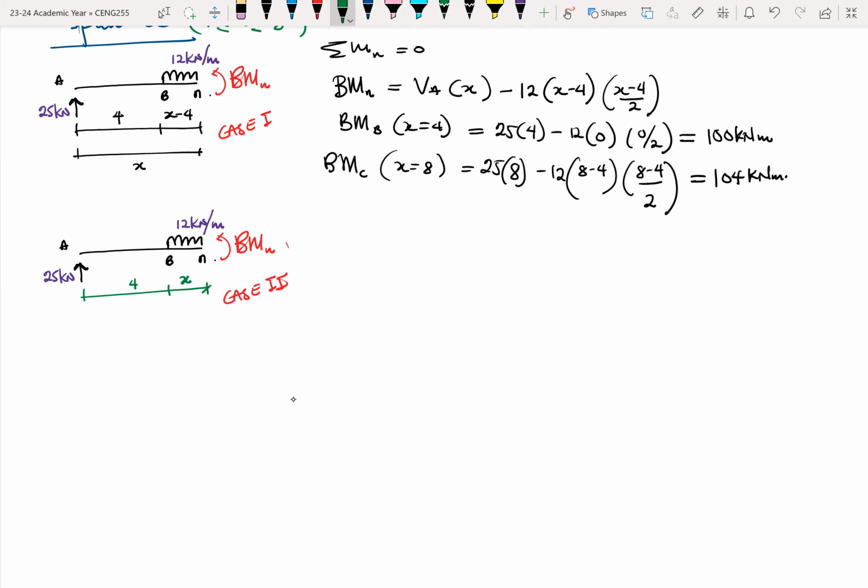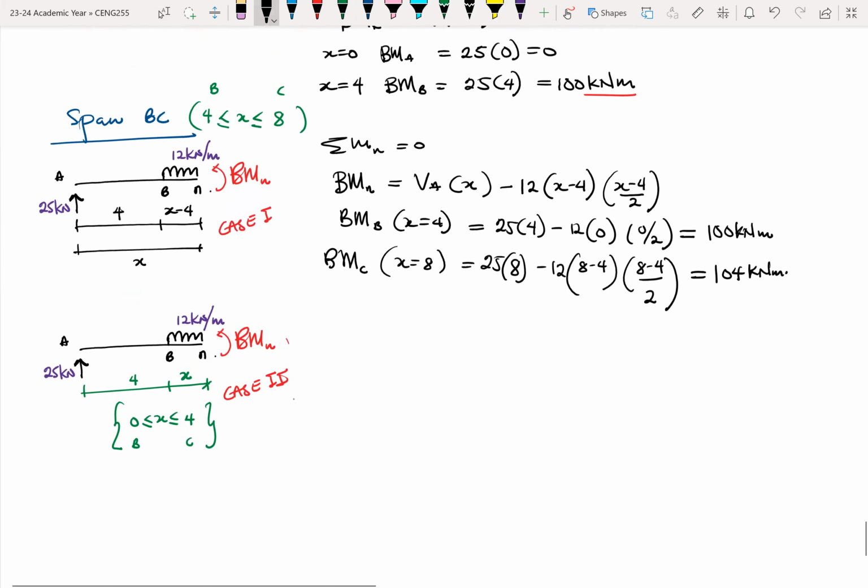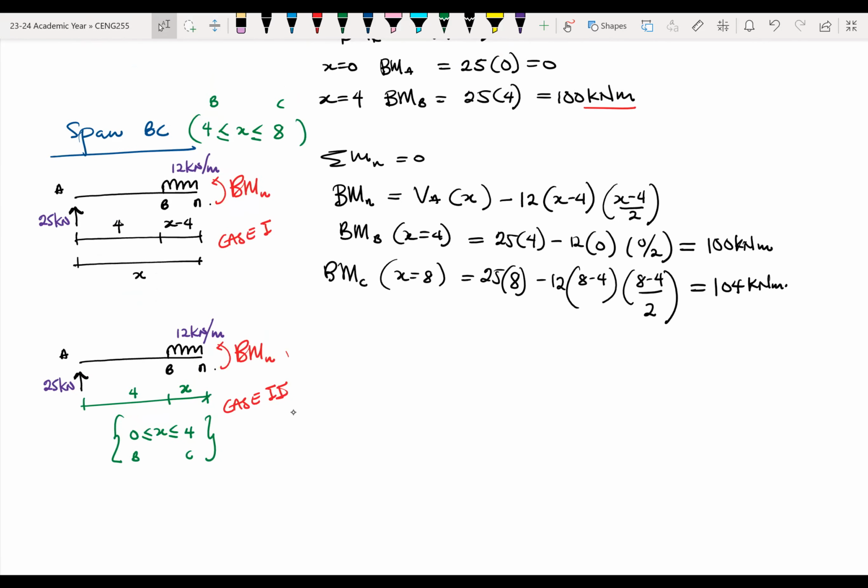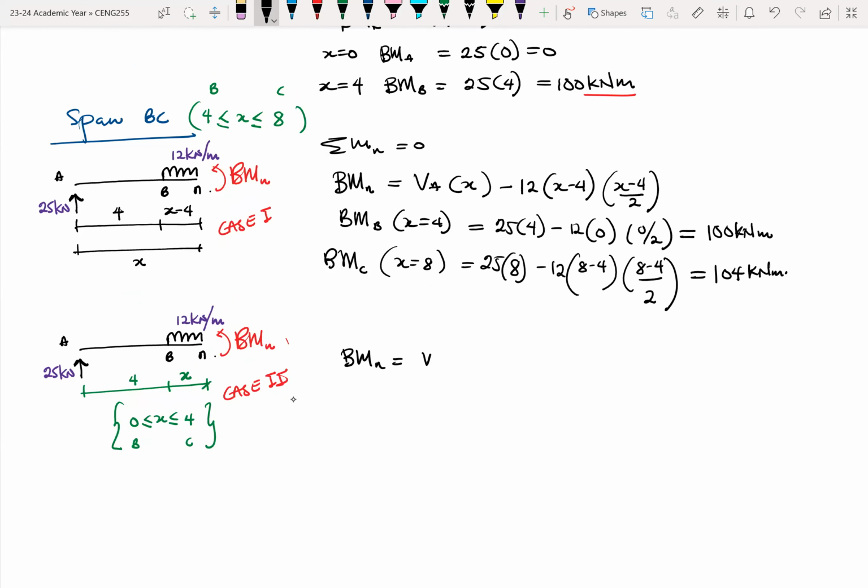But if I make this nx, then it means that the limit of x will change slightly from 0 at B to 4 at C. So this is B and this is C. So then these are my limits. And that will change my equation slightly for bending moment at N. So here the bending moment at N will be equal to VA times (4 plus x) minus 12 times x over 2. So this becomes your equation and it will end up with the same answer.